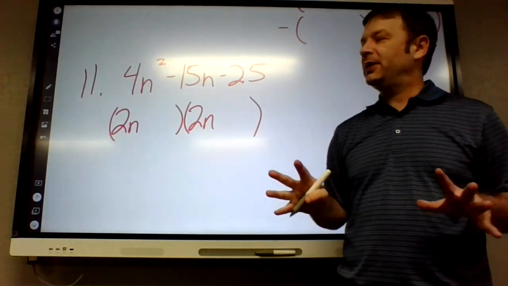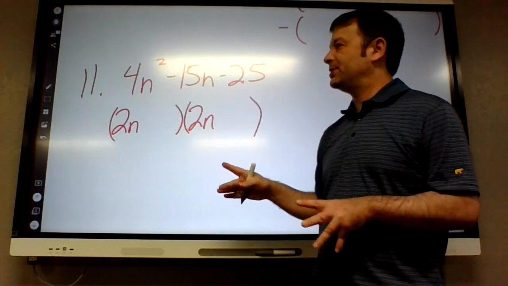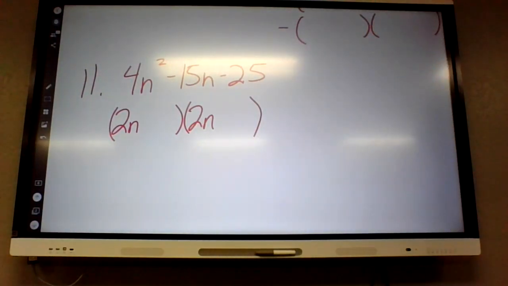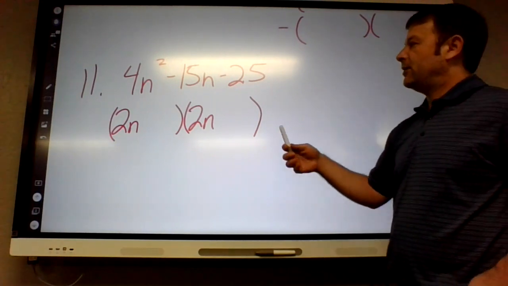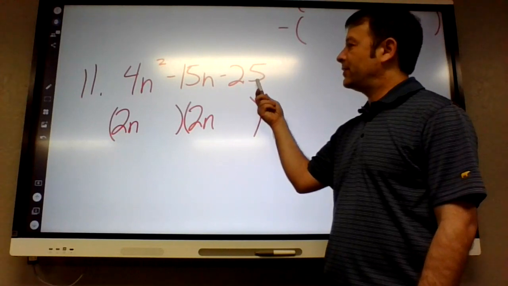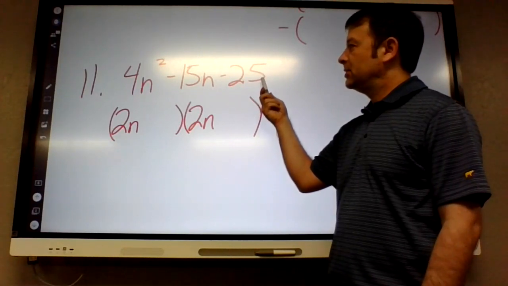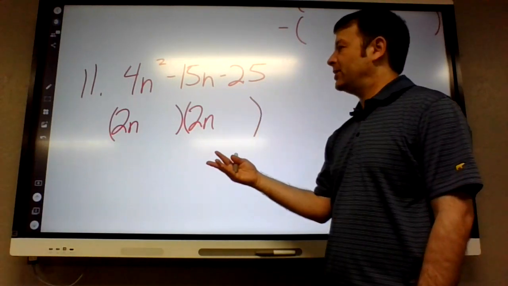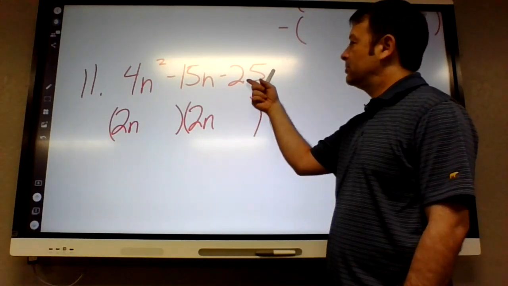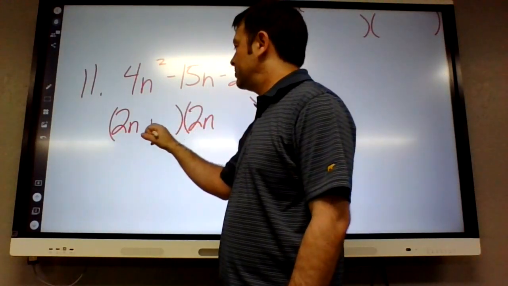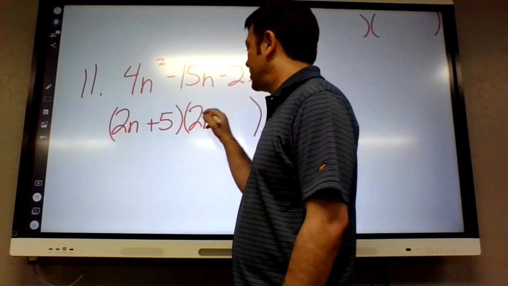So I'm not sure right now. We're just going to try 2n and 2n and see if it works. And if it doesn't end up working, we're going to have to go back and change it. Okay, for the back, what goes into -25? Well, maybe 1, 5, and 1, -5, right? Or it could be 25 and -1, that's possible. Let's try 5 and -5.